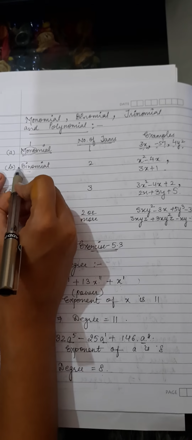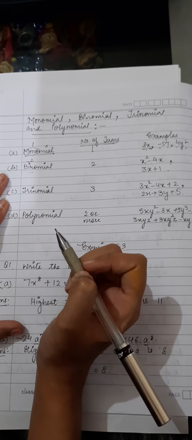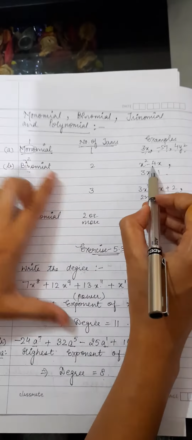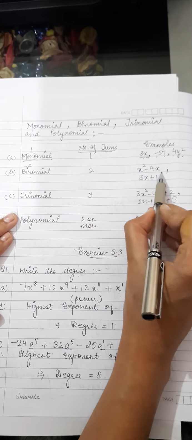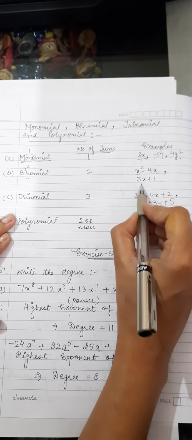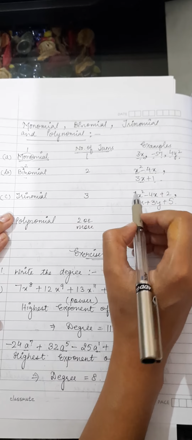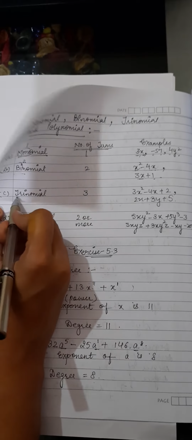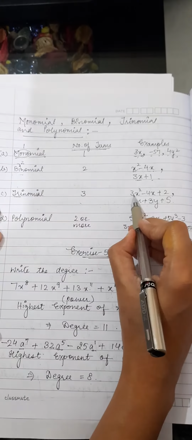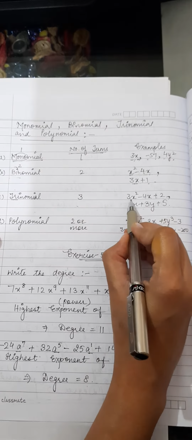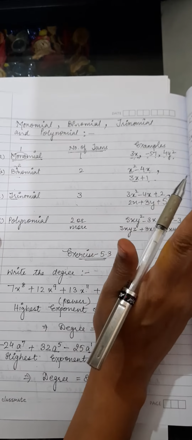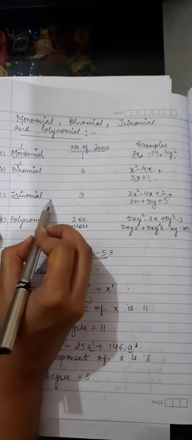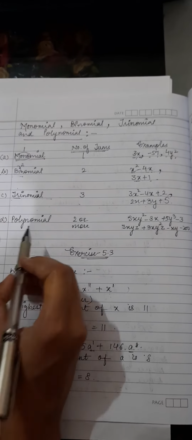Binomial, if the number of terms in the expressions are 2, because bi means 2. For example, x square 4 minus 4x. In this expression 2 terms are there. 3x plus 1, 2 terms are there. Trinomial, tri means 3. 3x square minus 4x plus 2, you can see 3 different terms. So that means the expression which is having 3 terms, that is going to be called as the trinomial.